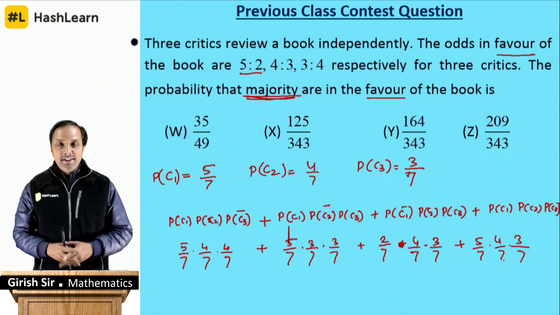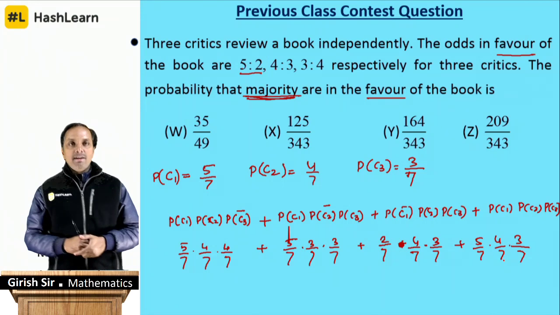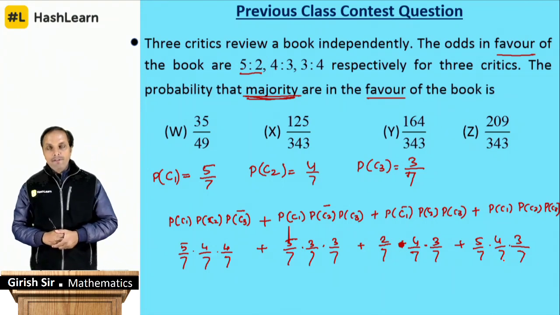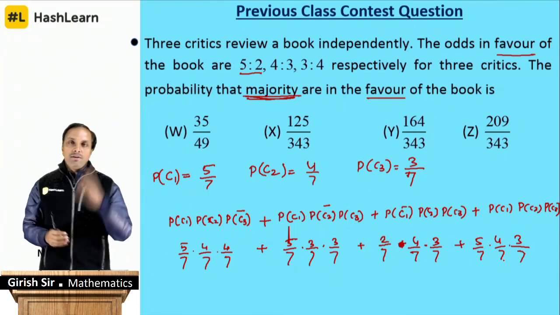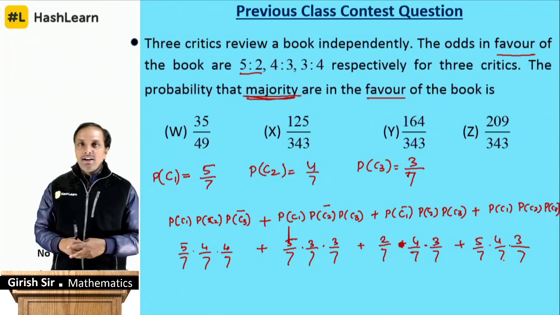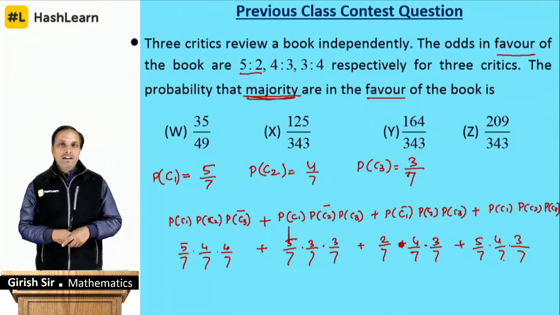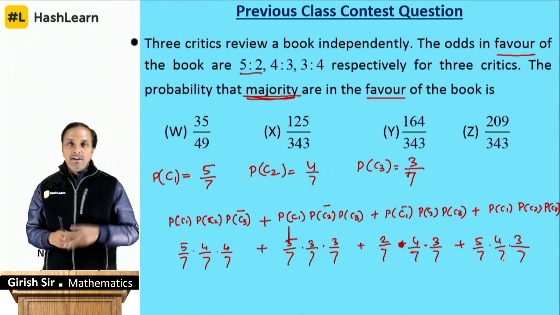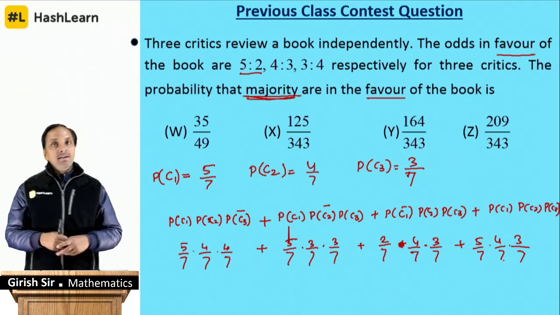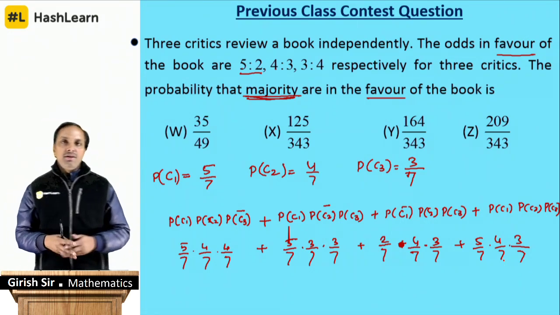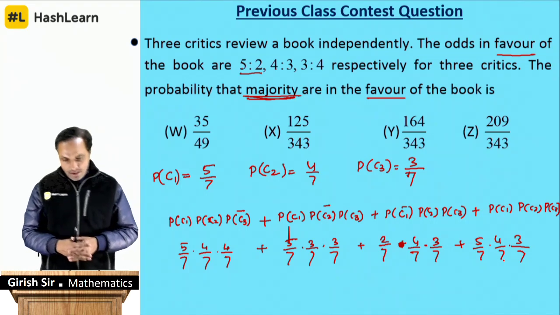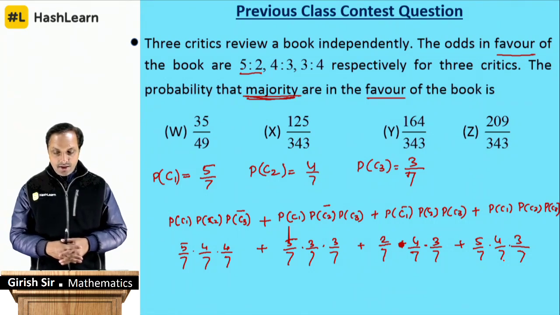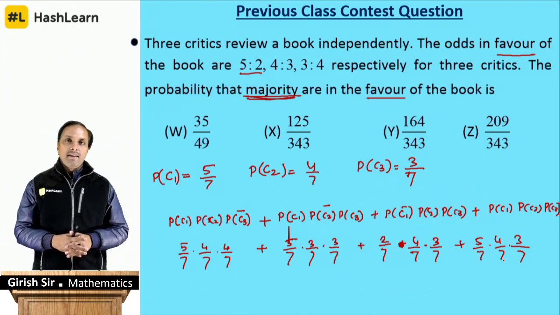Majority means the number of people in favor should be more out of 3. If all 3 are in favor, that is called majority. Out of 3, if 2 are in favor and 1 is not in favor, that is also majority, because the majority of them are in favor. So try to consider those cases and get the result.